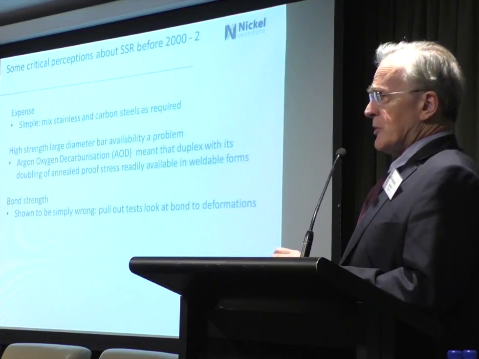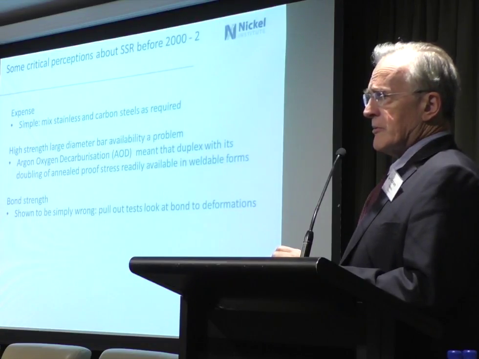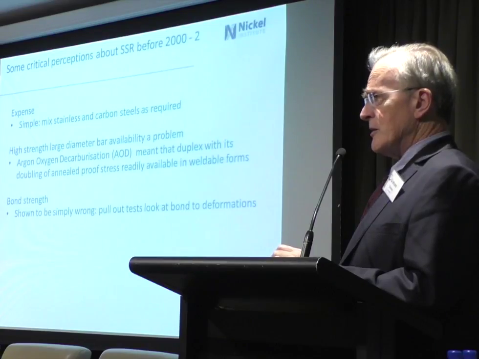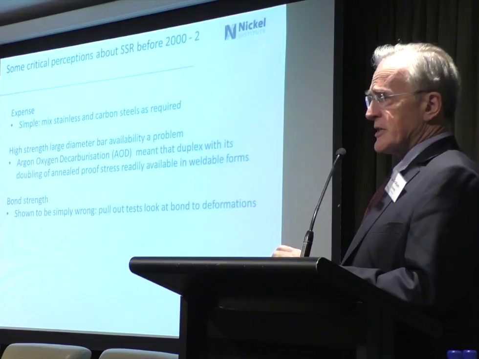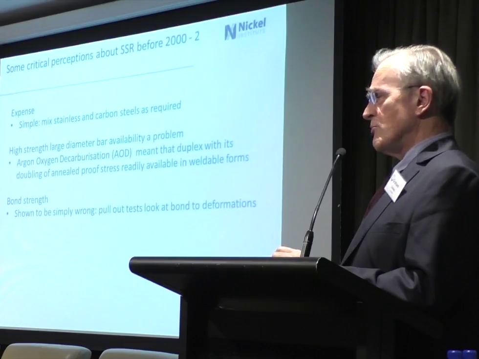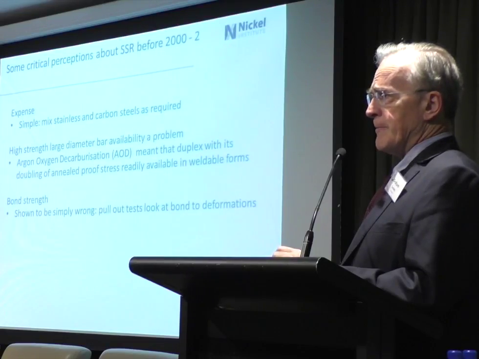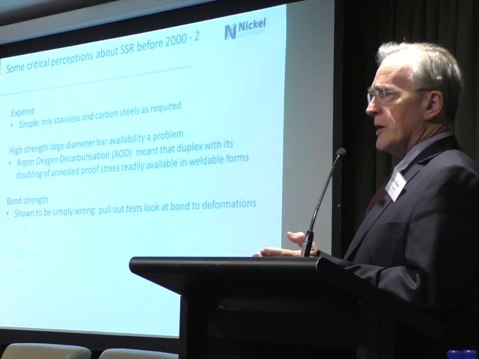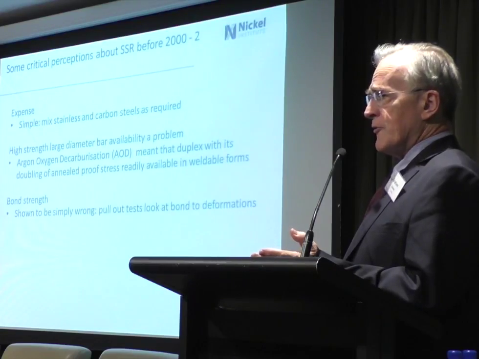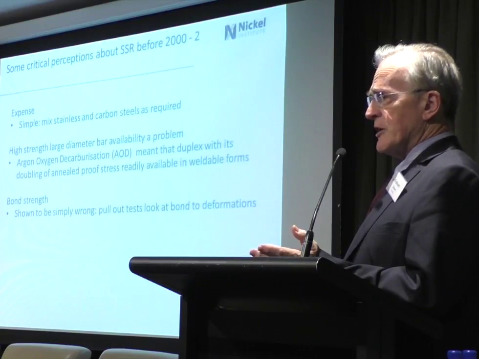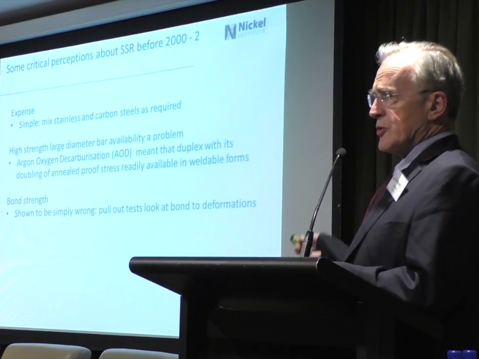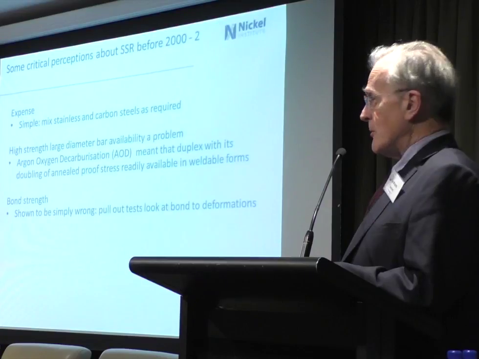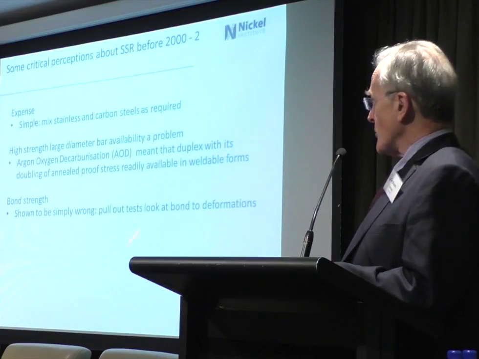Then the other question is, well, can you get high strength stuff? And the answer is yes, you can. You can cold work austenitic stainless steels up to 800, 1000 MPa. But why bother? If you've got a duplex which is going to give you double the yield strength and commensurate greater ultimate strength, then why not do that?